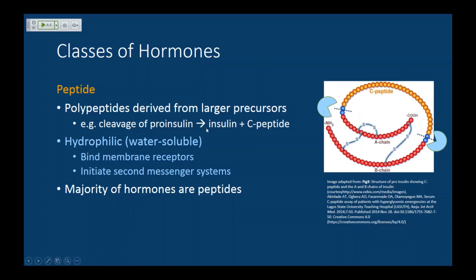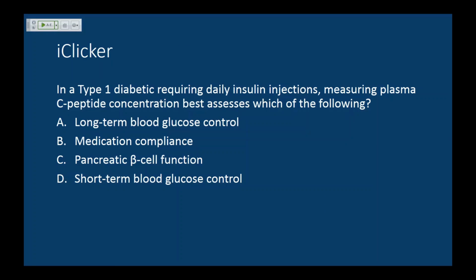Insulin, by the way, is made by the beta cells of the pancreas. We'll talk more about that later. So first we have a question.